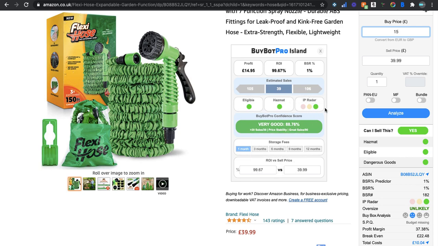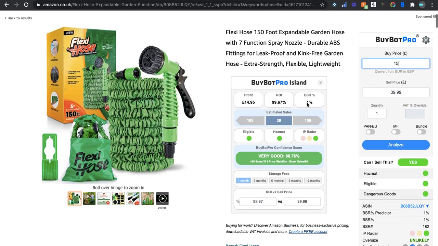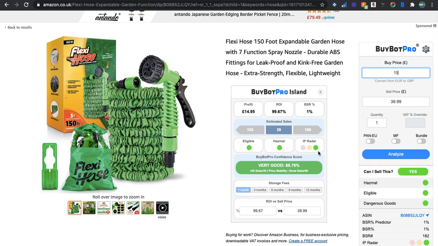There's no IP radar here, so you've got to look out for brands that are red or orange there because that means that there has been a reported IP violation in the past. Doesn't mean that there's no risk selling this item. Okay, that's a very important note to remember.